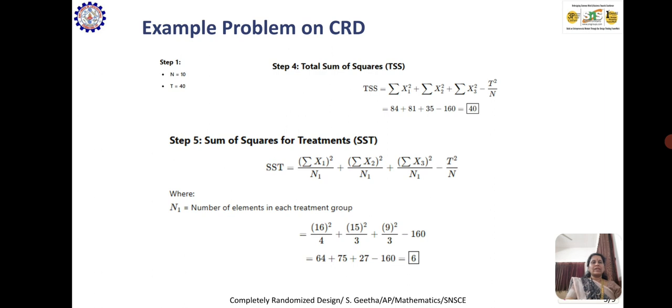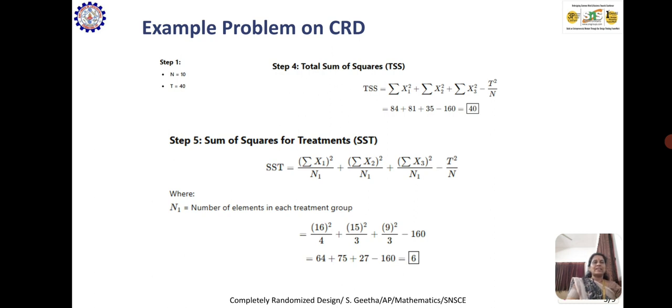In step number 1, we have n equal to 10. After that we find T. T is nothing but the total value of all the observations. After that we calculate the correction factor, T square by n. Next we calculate the TSS value. TSS is the summation of x1 square plus summation of x2 square plus summation of x3 square minus T square by n. By calculating this value we get 40.